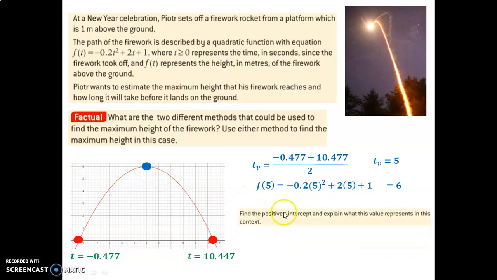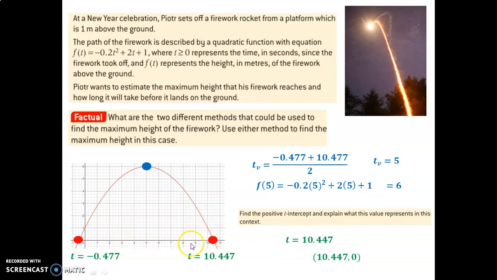All right, now find the positive t-intercept. Well, we have it here already. Explain what this value represents in the context. Well, hopefully for that one you said it's that coordinate right here, and it represents the distance from the launch point at which the firework landed, right? Because at that point the firework has a height of 0, so it's where it landed.